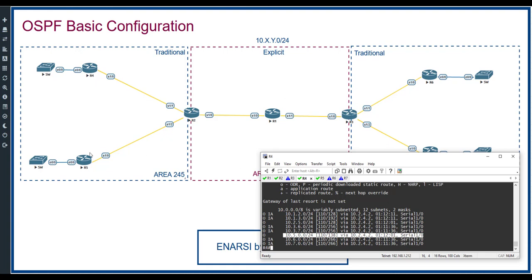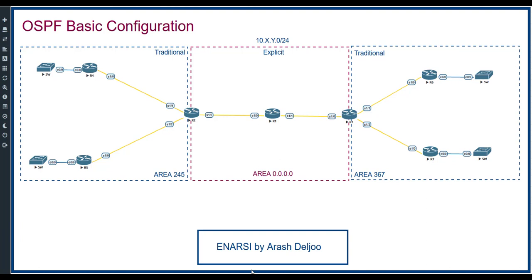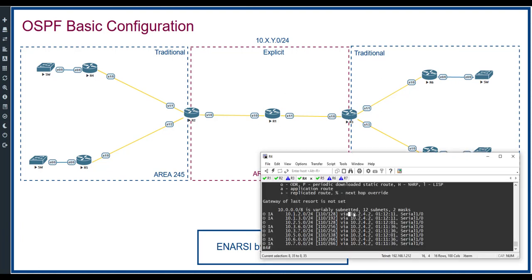About 10.5.0.0/24, this network's cost is equal to 64 plus 64 plus 10. 64 plus 64 equal 128, plus 10, 138. That's it. Then about 10.6.0.0/24, this network's cost is 64 plus 64 plus 64 plus 64 plus 10. 256 plus 10 is equal to 266, and finally here you can see for 10.7.0.0/24 we have the same cost.